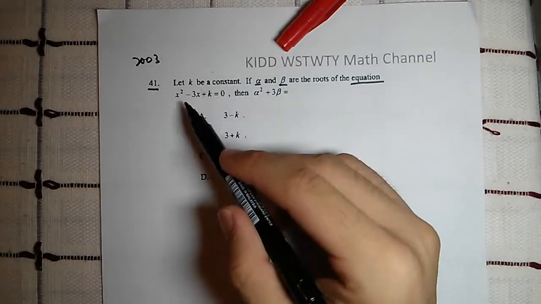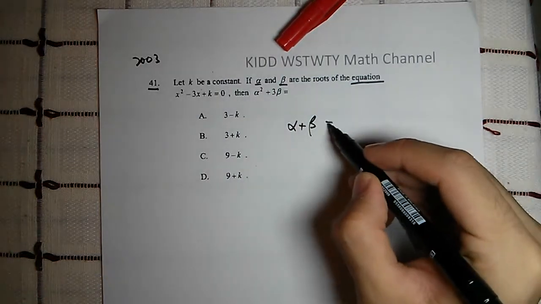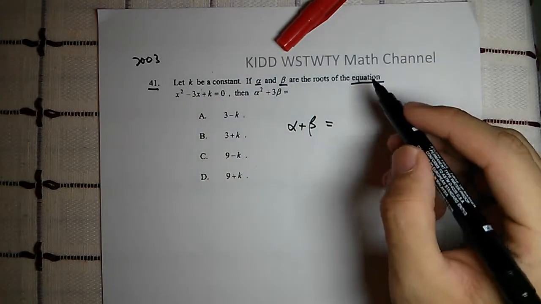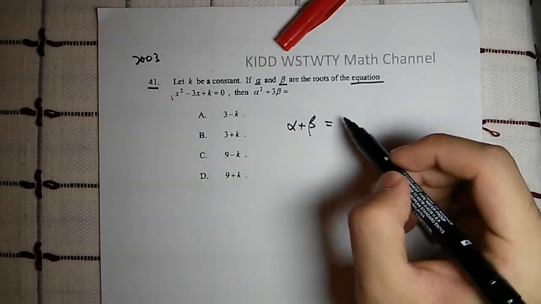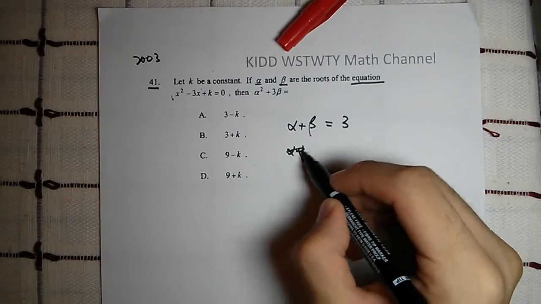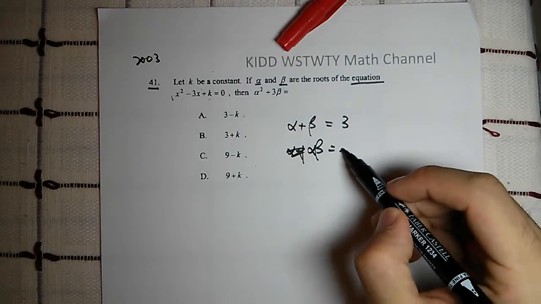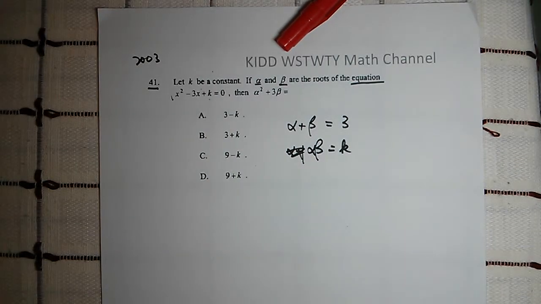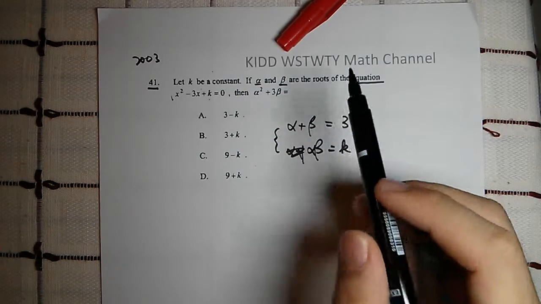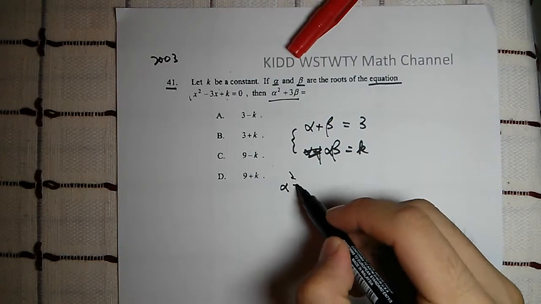So you need to remember that for a quadratic, the sum of roots, alpha plus beta, is negative b over a. Negative b is negative 3, so negative 3 over 1, a is 1, so it would be 3. And the product of roots, alpha times beta, would be c over a, so k over 1. Now just from this, it still seems a little bit hard to get what the question wants, alpha squared plus 3 beta.